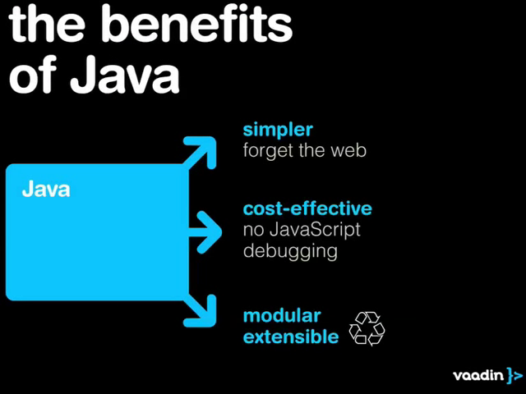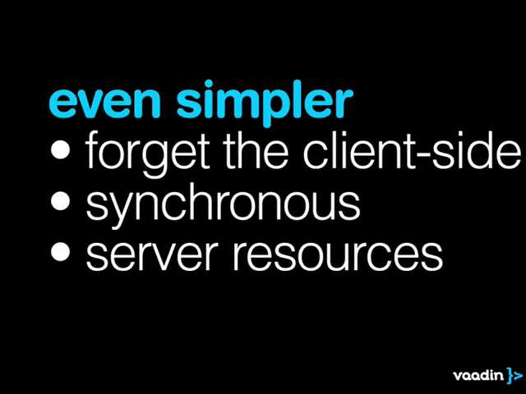Because you're on the server side, you can do things you have been used to in Java. So you get all the benefits of the Google Web Toolkit: simpler, more cost-effective, more modular. But at the same time, it's even simpler. Because you are running it on the server side, you can forget about the client side fully. All the calls are synchronous. You don't have to deal with that Ajax thing anymore. You can just call the server resource and get the response.